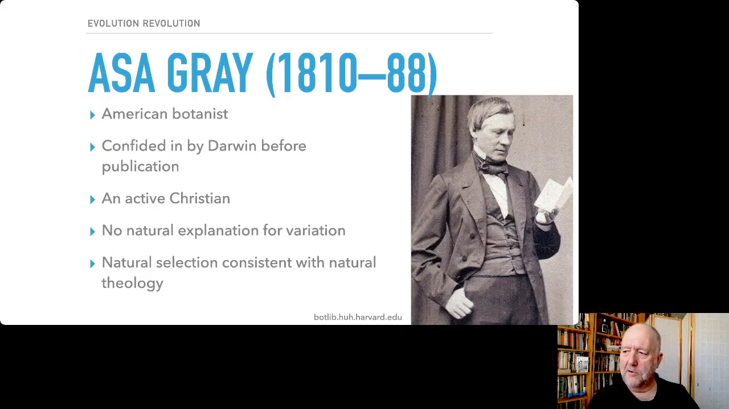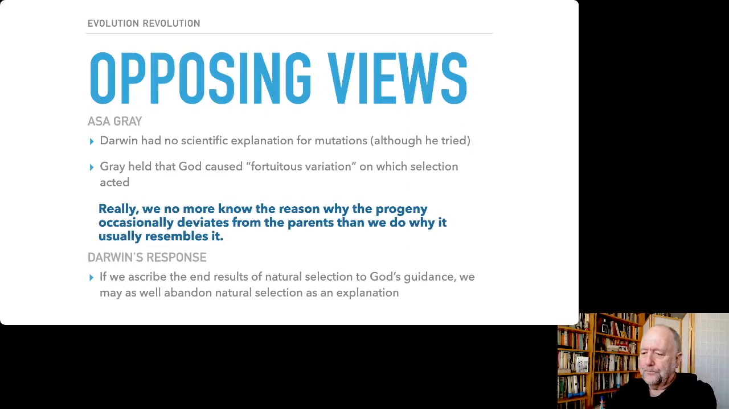He accepted natural selection as a mechanism, but argued that God was involved in the introduction of variation into populations so that natural selection could do its work according to God's plan. So he held that natural selection was consistent with natural theology. Darwin had no scientific explanation for novel variants in a population. We call them mutations today. That's a much later term.